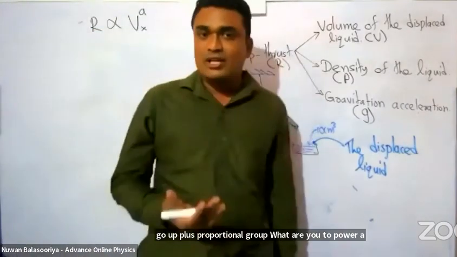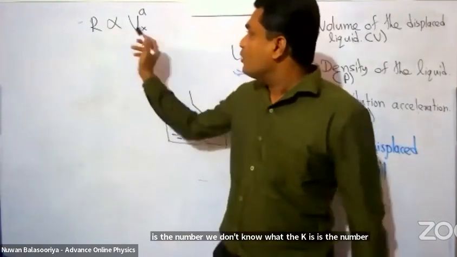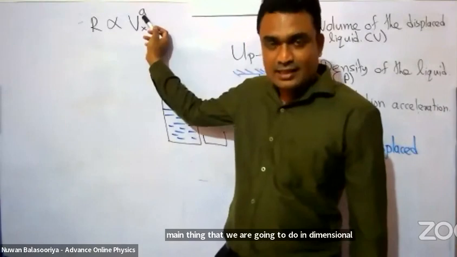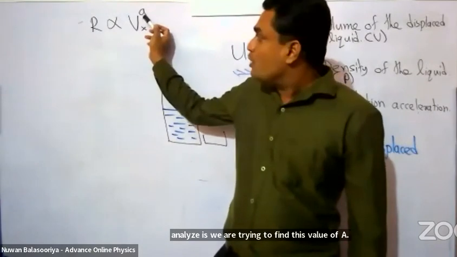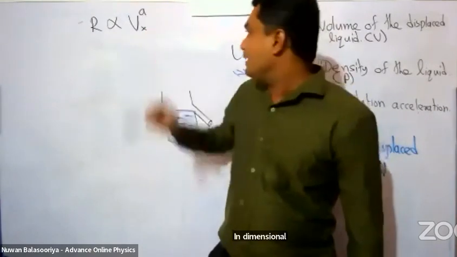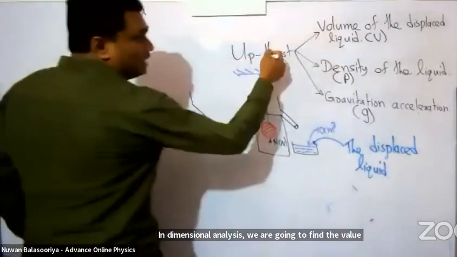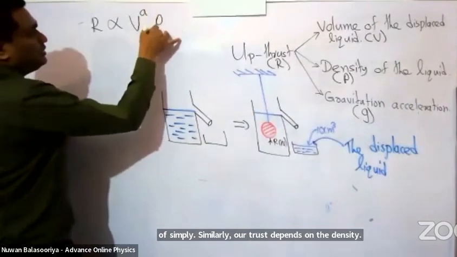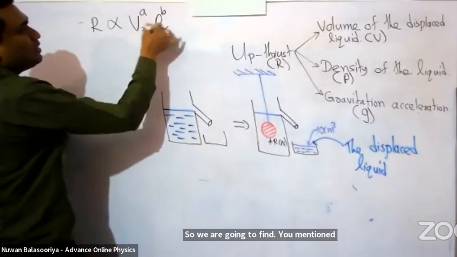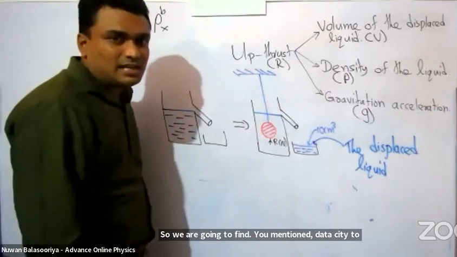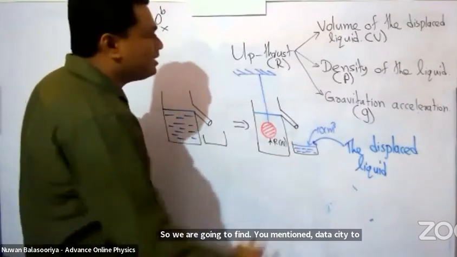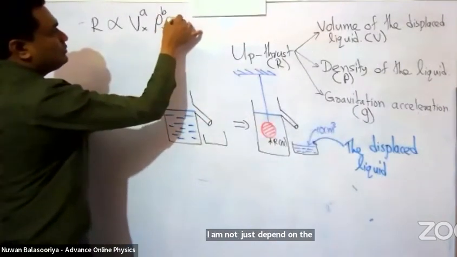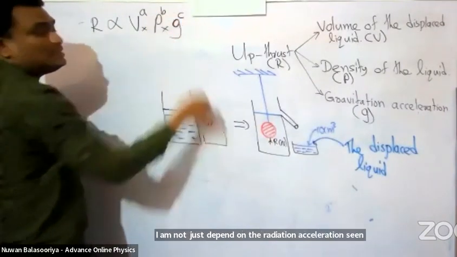Actually, the main thing that we are going to do in dimensional analysis is to find this value of A. Similarly, upthrust depends on the density, so we write density to power B. So finding A, B, C is the main thing, right? And upthrust depends on the gravitational acceleration, simply g. We write it as g to power C.